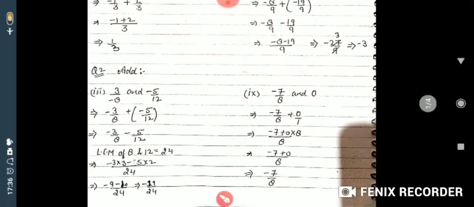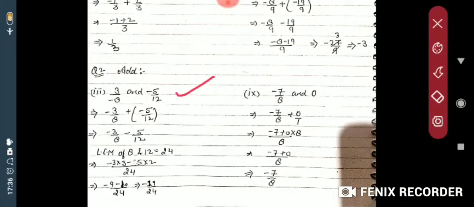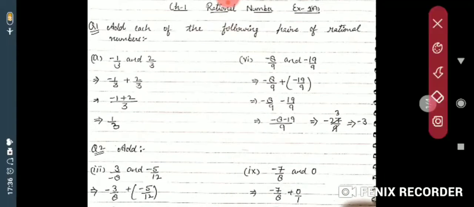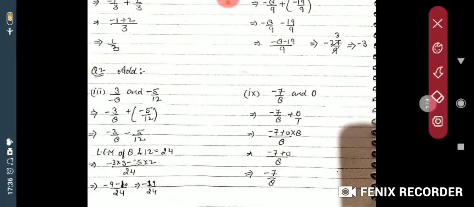Now next question, 3 upon minus 8 and minus 5 by 12. In the previous question, what was there? The denominator was the same. In this question, the denominator is different. When the denominator is different, how can you add rational numbers? So minus 3 by 8, between which sign will be there? Positive sign is there because you have to add. What you have to add? Minus 5 by 12. So minus 3 by 8 plus minus 5 by 12.